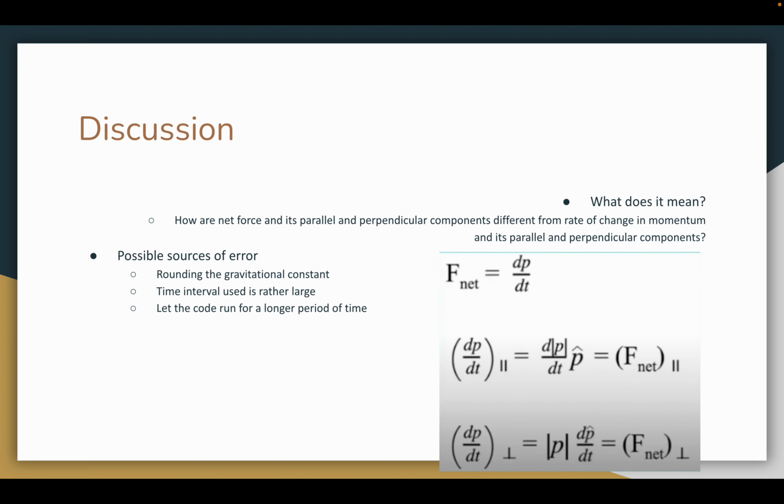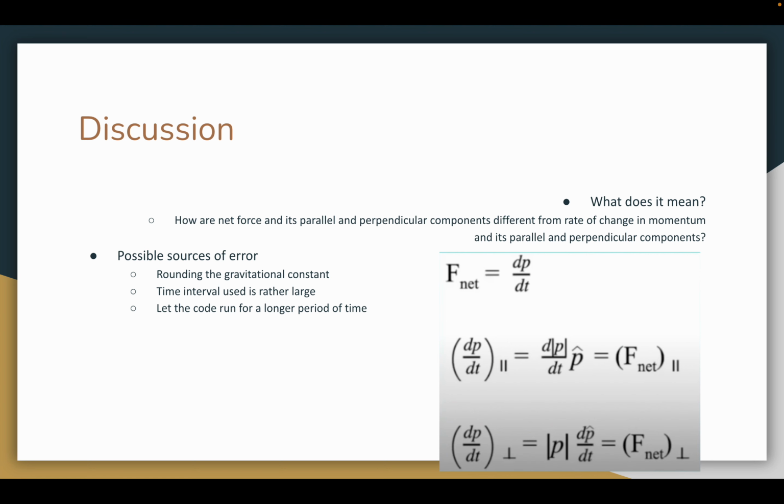So what does it mean? This question was, how are the net force and its parallel and perpendicular components different from the rate of change in momentum and its parallel and perpendicular components? In this case, there's not much difference. The F net is actually equal to the rate of change of momentum with respect to time. So if it were with respect to something else, they would be different. In this case, since it's with respect to time, they are the same. And the perpendicular and parallel components will be the same in this case as well.